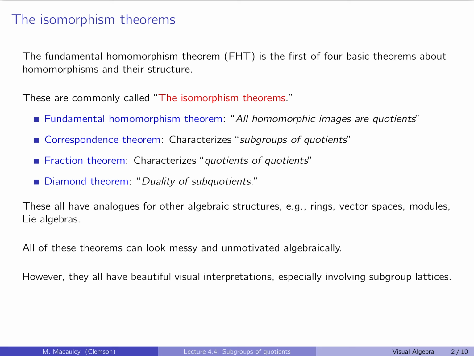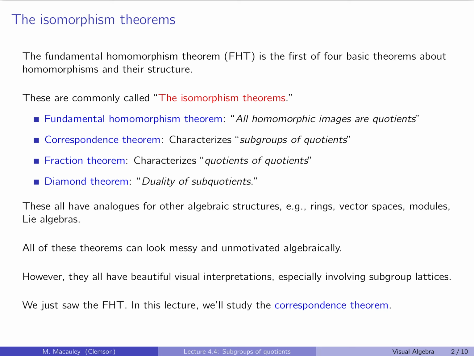The isomorphism theorems all have analogs for many other algebraic structures like rings, vector spaces, modules, Lie algebras, and more. All of these theorems, if you just look at their algebraic statement, can look messy and unmotivated. However, they all have beautiful visual interpretations, especially involving subgroup lattices, but also involving things like Cayley graphs as well.